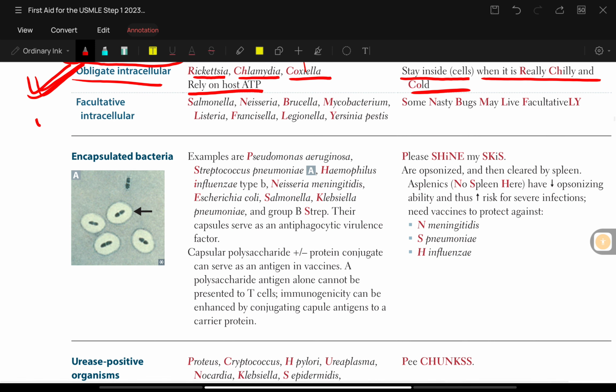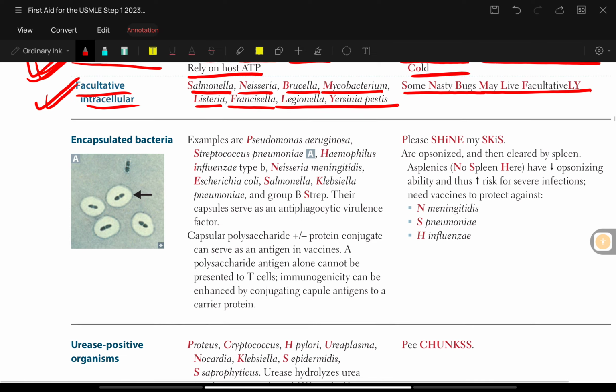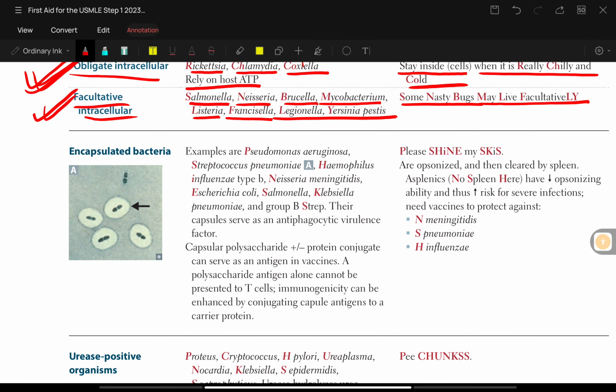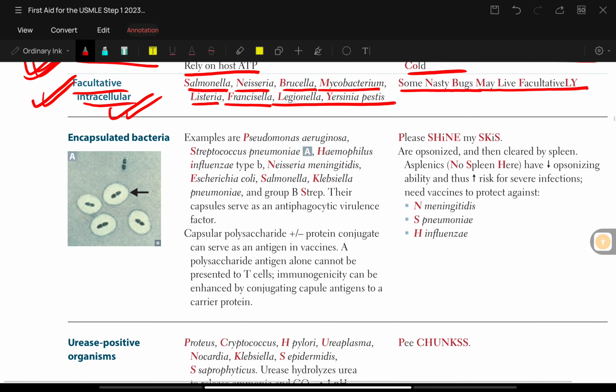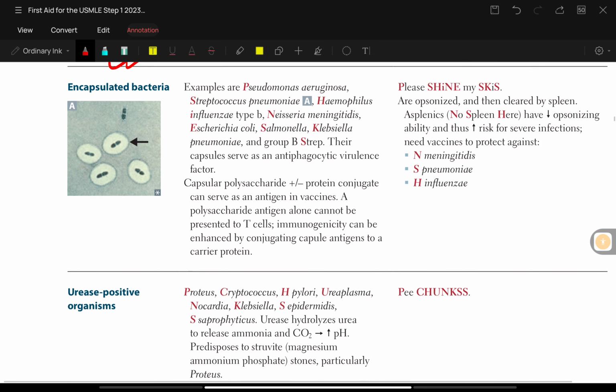Now talking about facultative intracellular bacteria. Examples are Salmonella, Neisseria, Brucella, Mycobacterium, Listeria, Francisella, Legionella, Yersinia pestis. And here the mnemonic is given: Some nasty bugs may live facultatively. So facultative intracellular: Salmonella, Neisseria, Brucella, Mycobacterium, Listeria, Francisella, Legionella, Yersinia pestis.